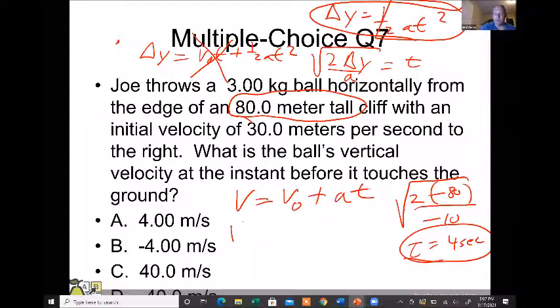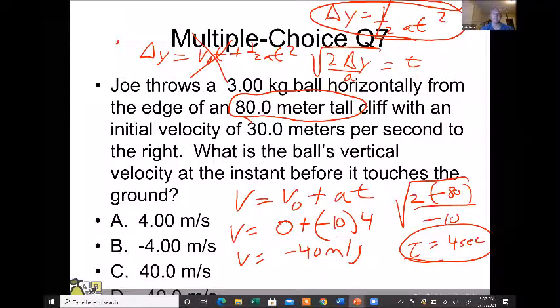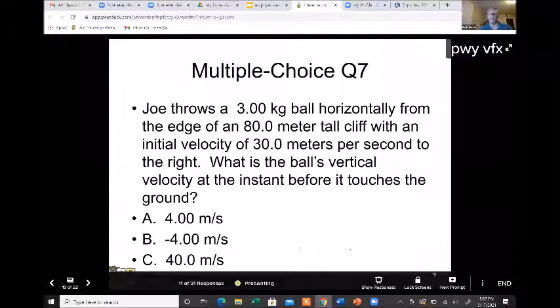So my final vertical velocity is going to be equal to my initial vertical velocity, which was 0, plus my vertical acceleration, negative 10, times the time of 4 seconds. Multiply that out, I'm at negative 40 meters per second. So let's go back to the Pear Deck screen, and you guys go ahead and mark for me negative 40, which is D, and that way you've got that right answer, negative 40.